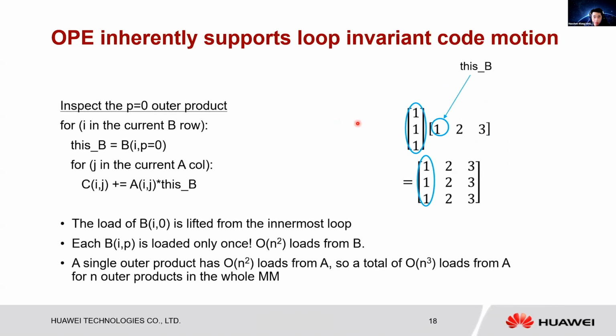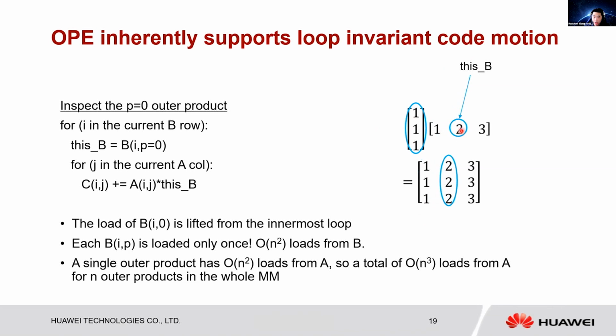The beauty of this approach is that it inherently supports loop invariant code motion. Because every single element in the first matrix in a column is to be multiplied by the same scalar from the B matrix, you can load this scalar outside the innermost loop. So when you're looping through the row from B, you can load this one into this B, and then as you're looping down this column, multiply this already loaded thing with each of these ones to produce each of these ones in the product.